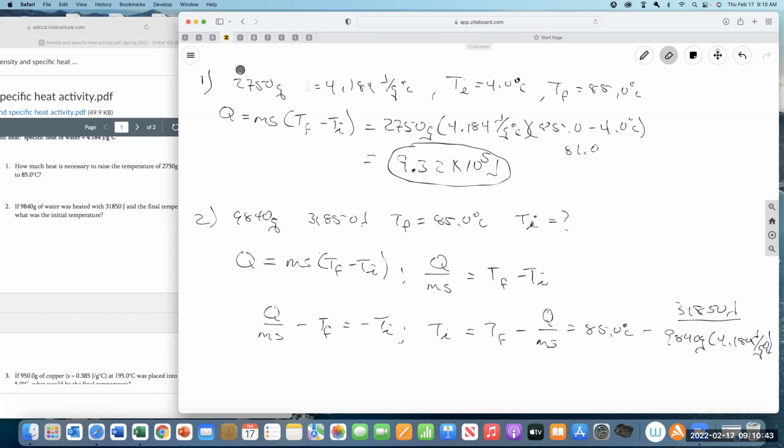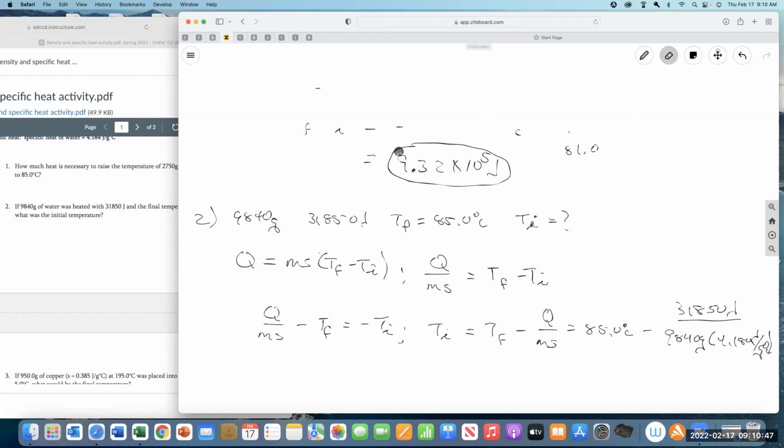Okay, I'm going to move it up here to finish it. We'll do 3 and 4. All right, so then it's 85. You've got to watch sig figs here. When I do the math down here, 31850 divided by 9840 divided by 4.184. All right, so I'm going to drop to 3 sig figs.